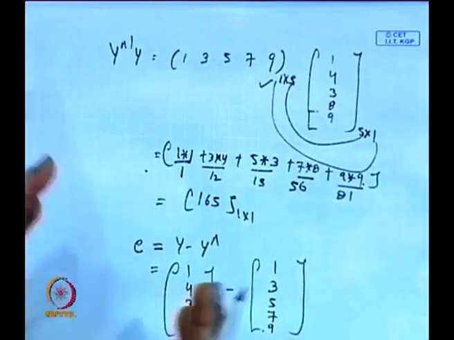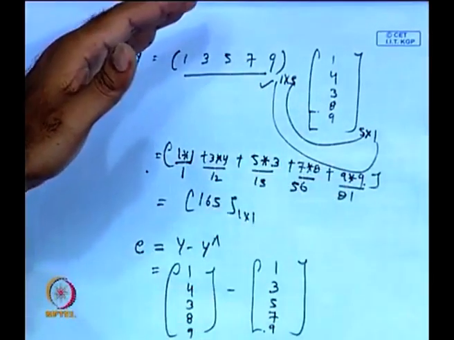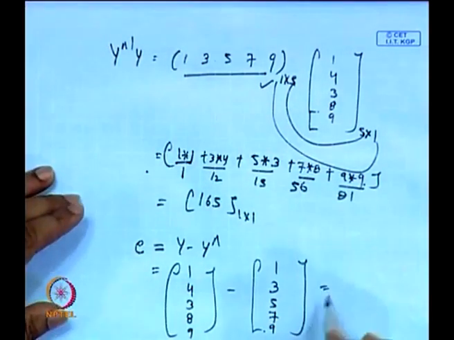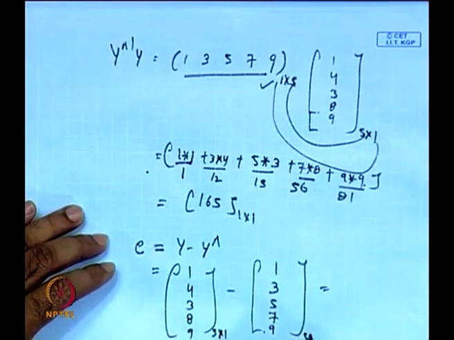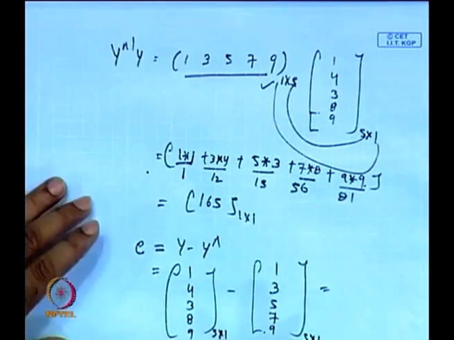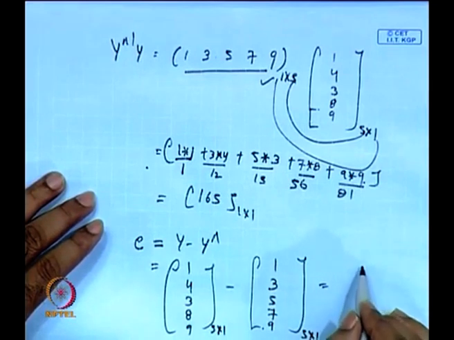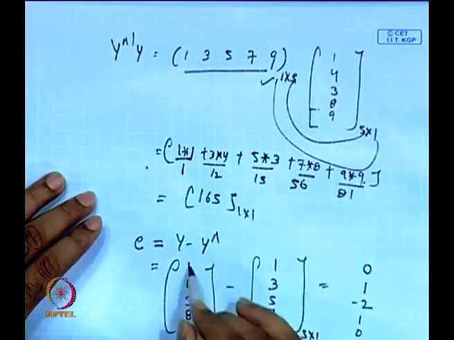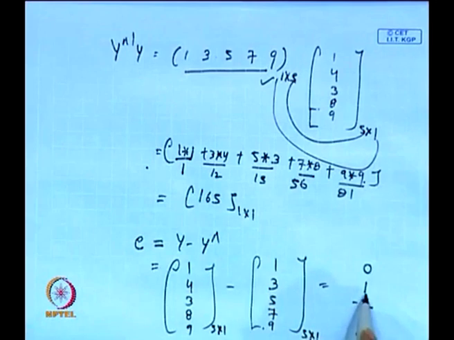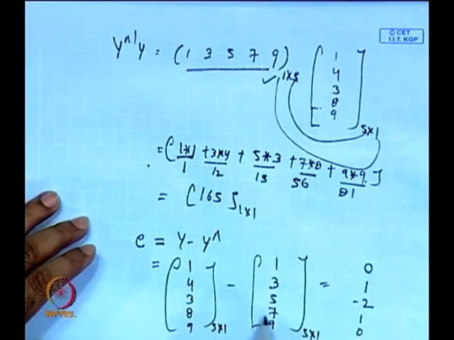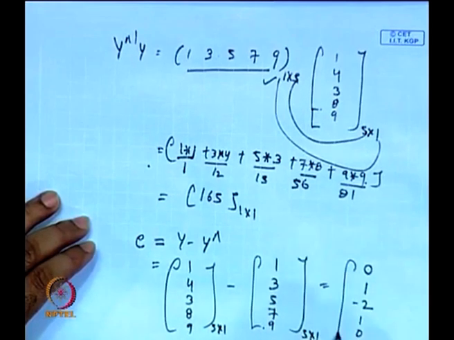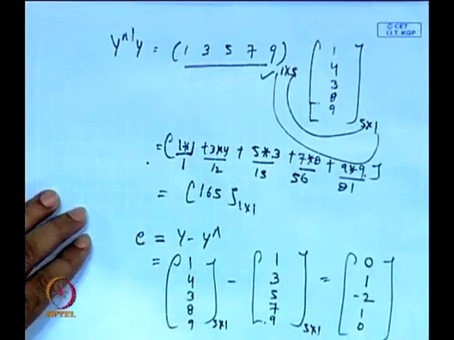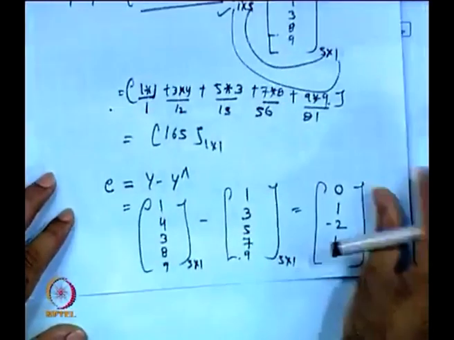Which means we have to multiply the x matrix with beta hat, then you will get the y hats. Just like this is y hat. Obviously 1 3 5 7 9 will be in a column. So this is 5 cross 1, this is 5 cross 1, so obviously subtraction is possible. So that means we will get the error e as 0, 1, minus 2, 1, 0, because 1 minus 1 is 0, 4 minus 3 is 1, 3 minus 5 is minus 2, 8 minus 7 is 1, then 9 minus 9 is 0. So this is the e component.